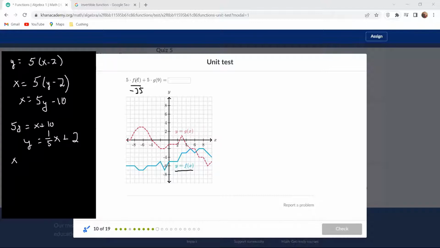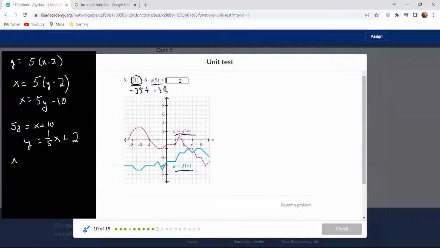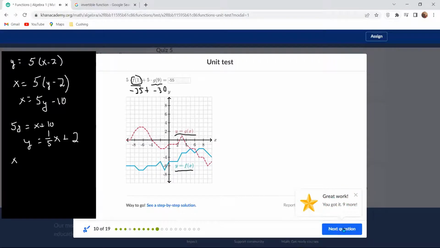I did 5 times -5. That's how I got -25. And then plus, this is 5 times g of 9. So 5 times whatever g of 9 is. For g, which is the purple one, when the input is 9, when x is 9, y is -6. So this is 5 times -6, which is -30. My goodness. So -25 plus -30 is -55. All right.